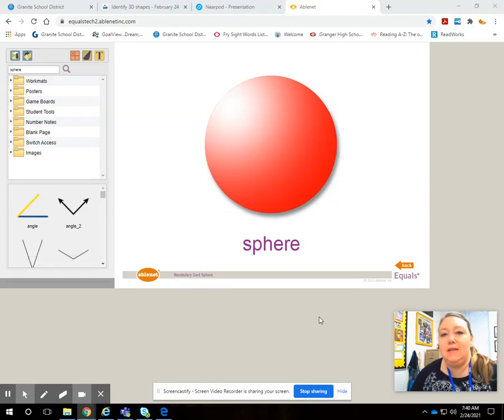Today it is Wednesday. It's February 24th today. And our math objective today is to identify 3D shapes.